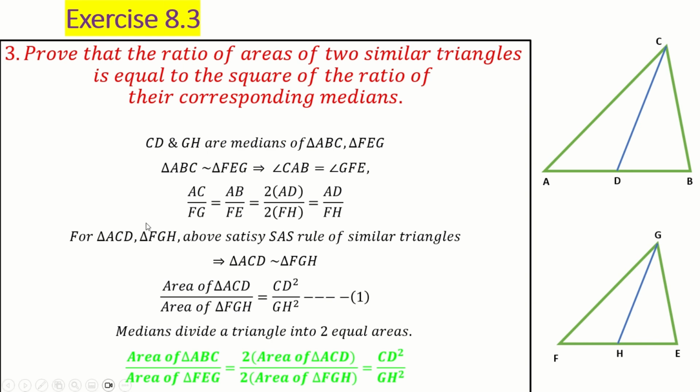Since if I add 2 on the numerator and denominator, it will become twice the area of triangle ACD by twice the area of triangle FGH, which is nothing but area of ABC by area of FEG. Okay, so this is the proof.